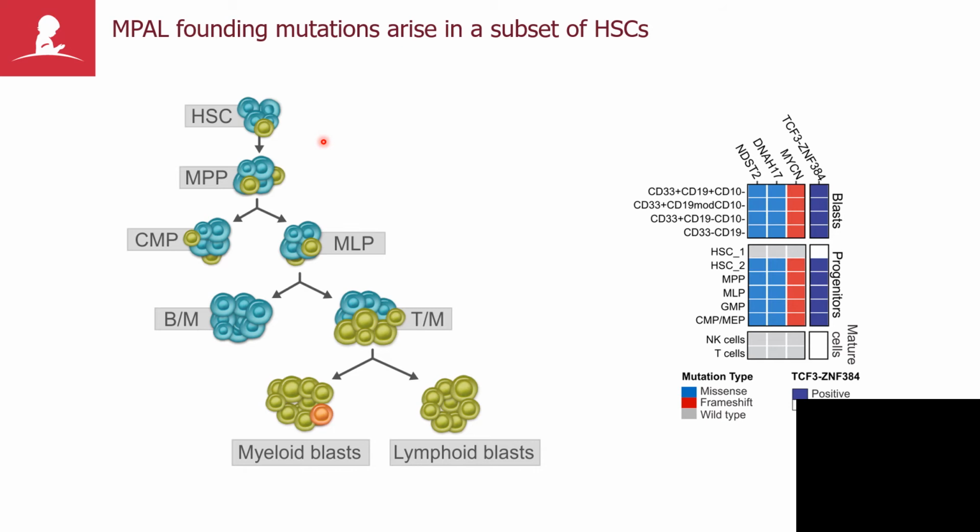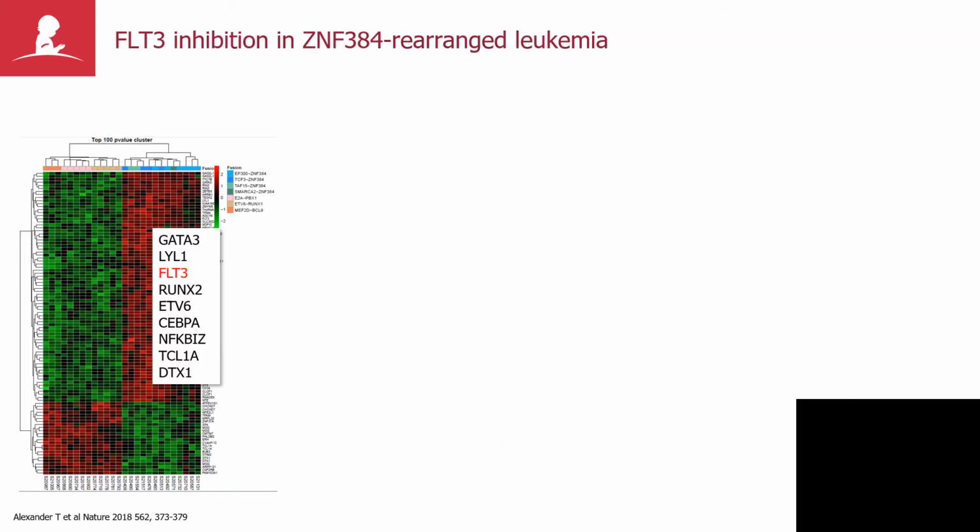Another way of showing this is shown here. This is, if you like, a revised view of the hematopoietic hierarchy, where normal hematopoietic cells retain bilineage potential until quite late in development, and this in part explains why we see most commonly T myeloid or B myeloid tumours in mixed phenotype acute leukemia.